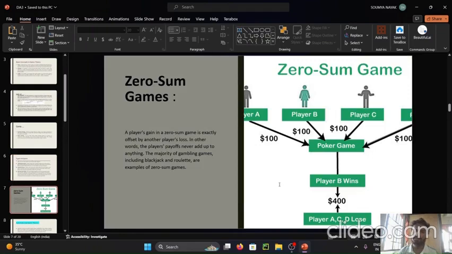Now moving to zero-sum games. What do you mean by that? Poker games are majorly considered zero-sum games, where some players put in their money. One will gain and the rest will lose. A player's gain in a zero-sum game is exactly offset by another player's loss. In other words, the players' payoffs never add up to anything. The majority of gambling games are examples of these zero-sum games.